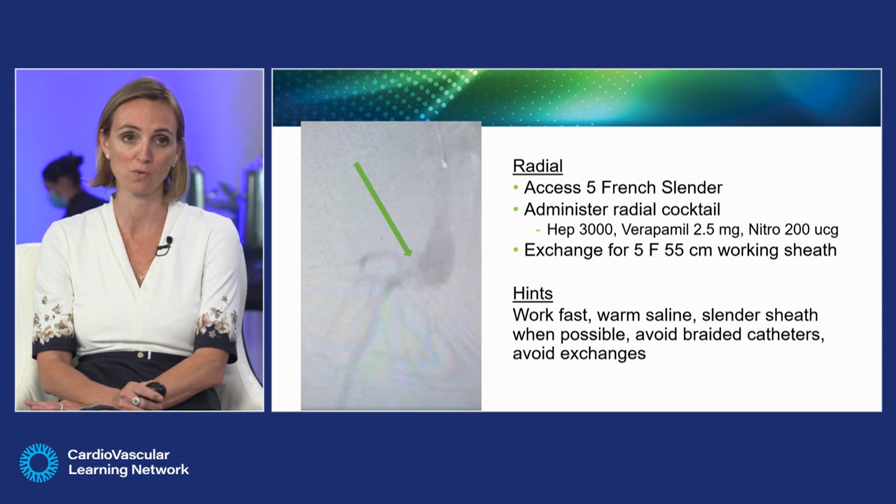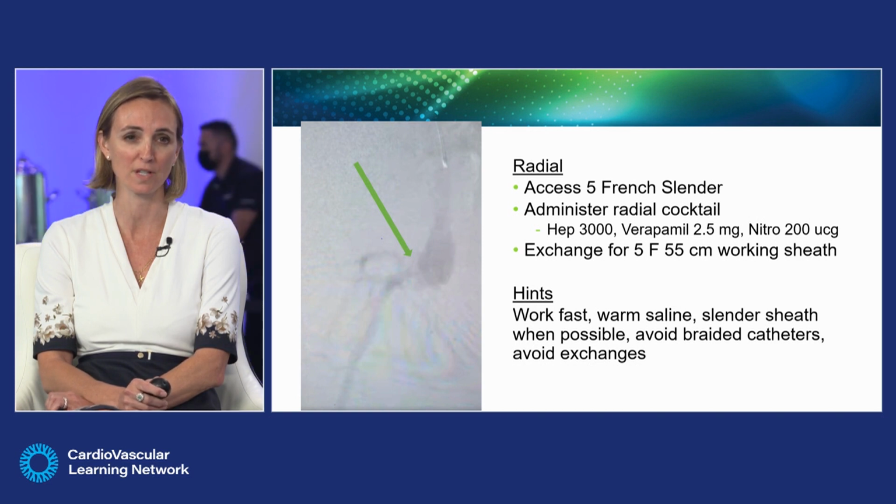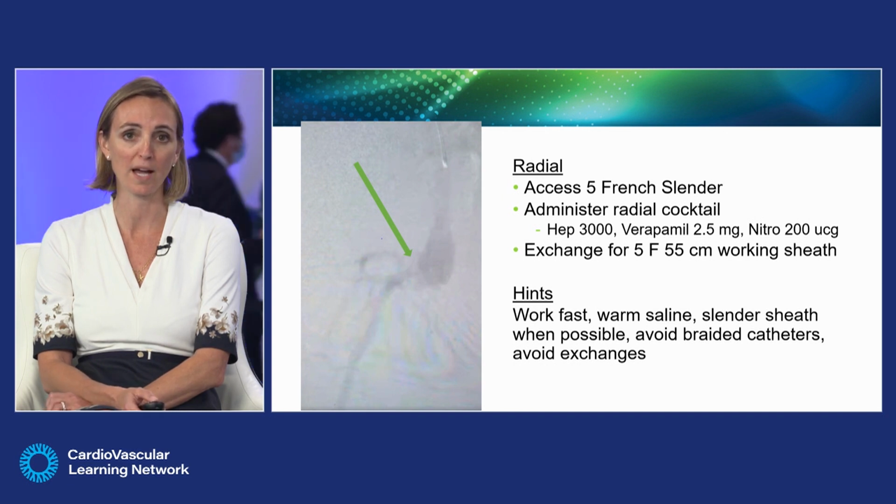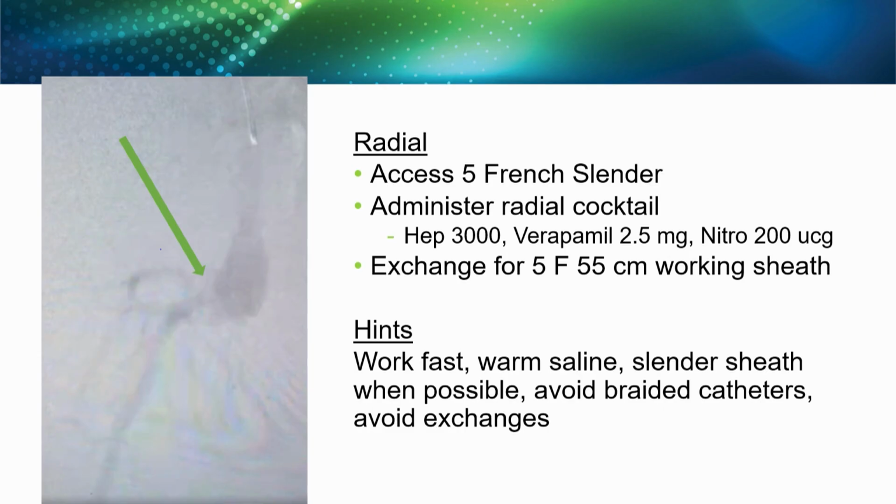I placed what I normally place, a 5-French slender sheath. And then I always administer a radial cocktail: heparin 3000, verapamil 2.5, and nitro 200. In this case, I had subsequently exchanged for a 5-French 55-centimeter working sheath. I usually just do all of my body interventions through the 5-French slender sheath.